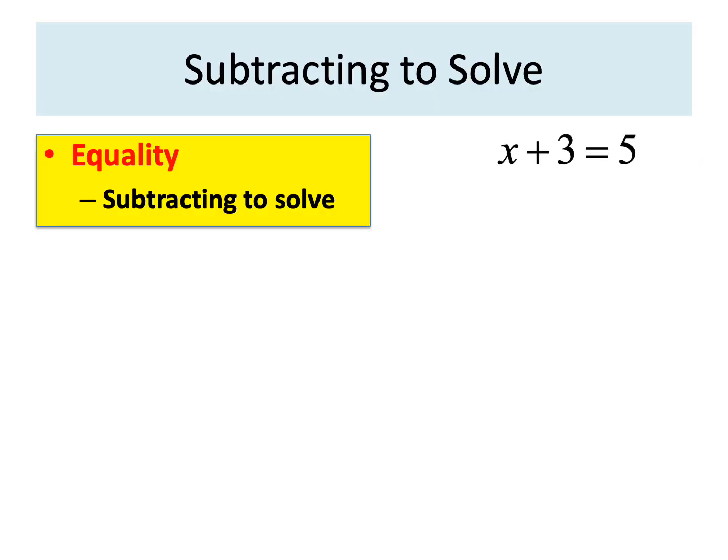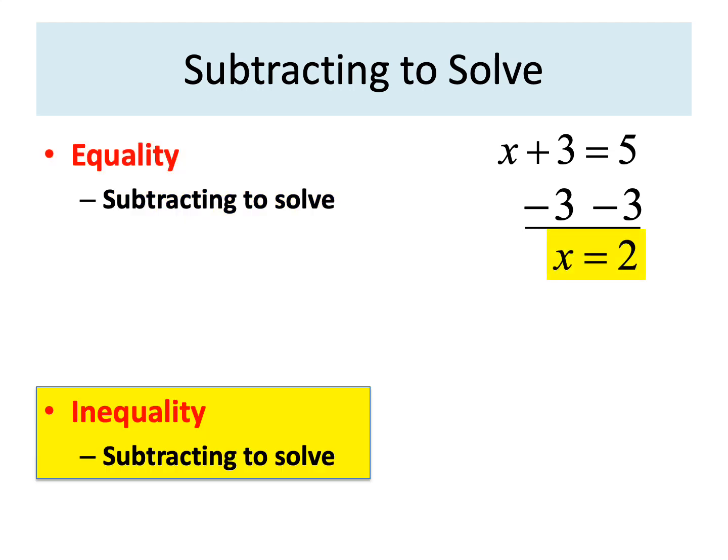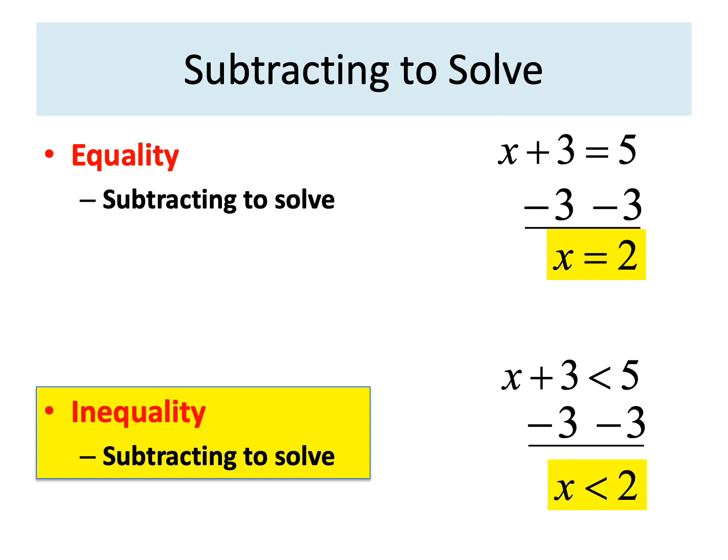So for equality, when you are subtracting to solve, you subtract the same thing from both sides, you get to your answer. In inequality world, it's exactly the same, right? Same rules as applied from last year to this year. So we solve an inequality. Where is the variable? Left side. What's attached to it? 3. How is it attached? It's attached by addition. What's the inverse of addition? Subtraction. So you want to get rid of the 3, subtract 3 from both sides, and you get to the answer.